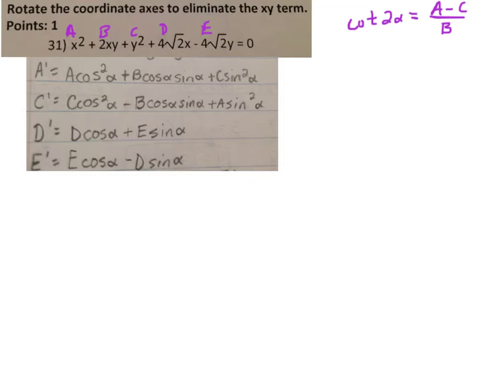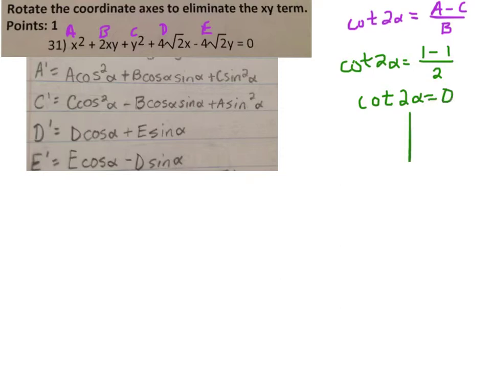All right, first we need to find the angle alpha to rotate this. So cotangent of 2 alpha equals A, which is 1, minus C, which is 1, over B, which is 2. So we're really doing cotangent 2 alpha equals 0.